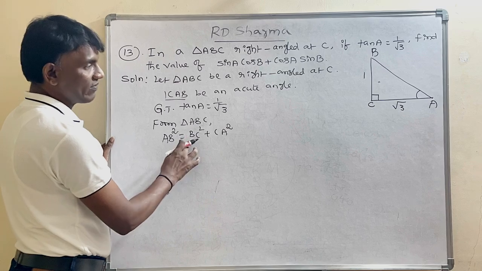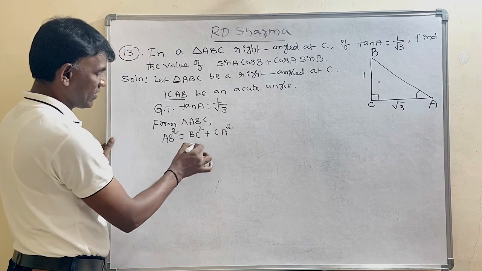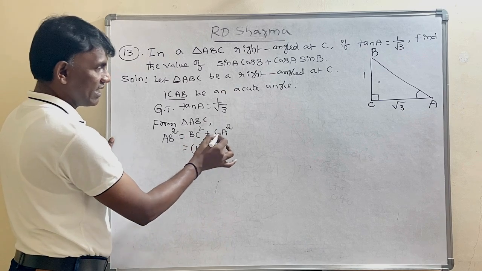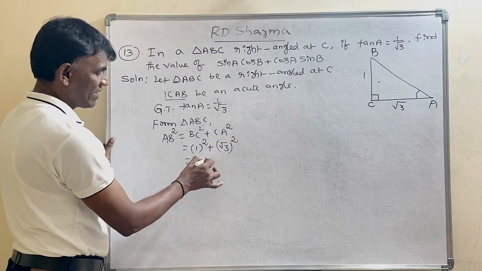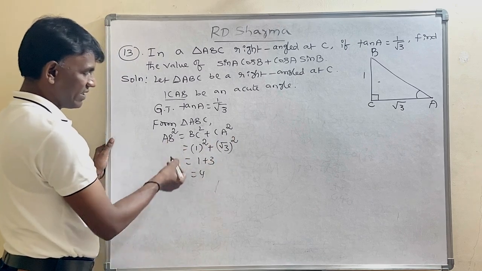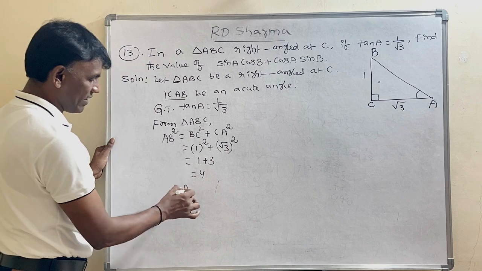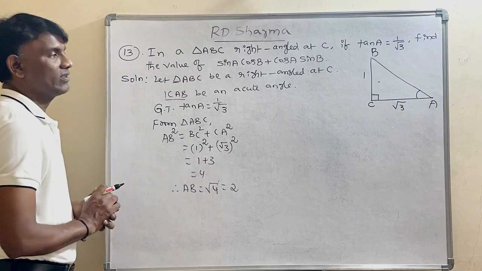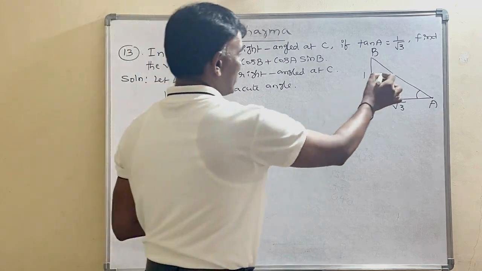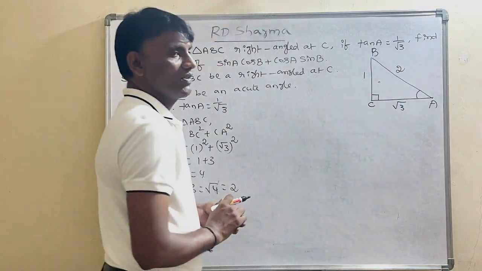Now what is the value of BC? BC is 1, so it is 1 square. CA is root 3, then it is root 3 whole square. So 1 plus 3 equal to 4. This is the value of AB square, but we want AB, that can be written as square root of 4 equal to 2. So now this is the hypotenuse and it is equal to 2.